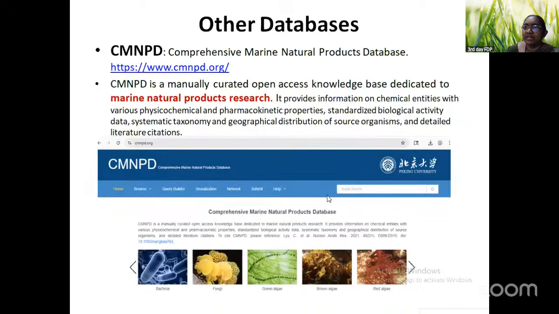So CMNPD, this is with respect to marine natural products. This is the website link. This is the home page. Here we can browse and we can type the information regarding marine organisms.